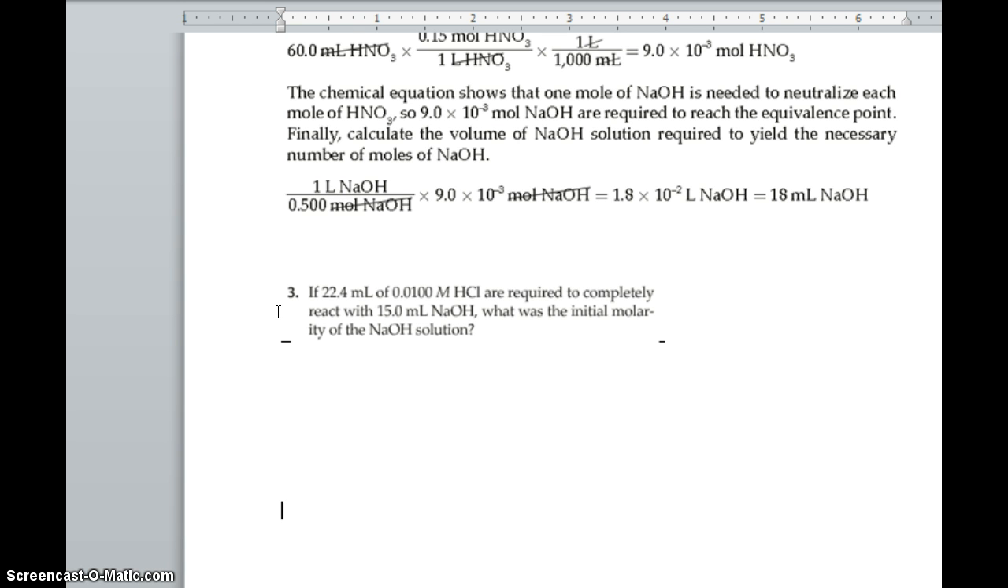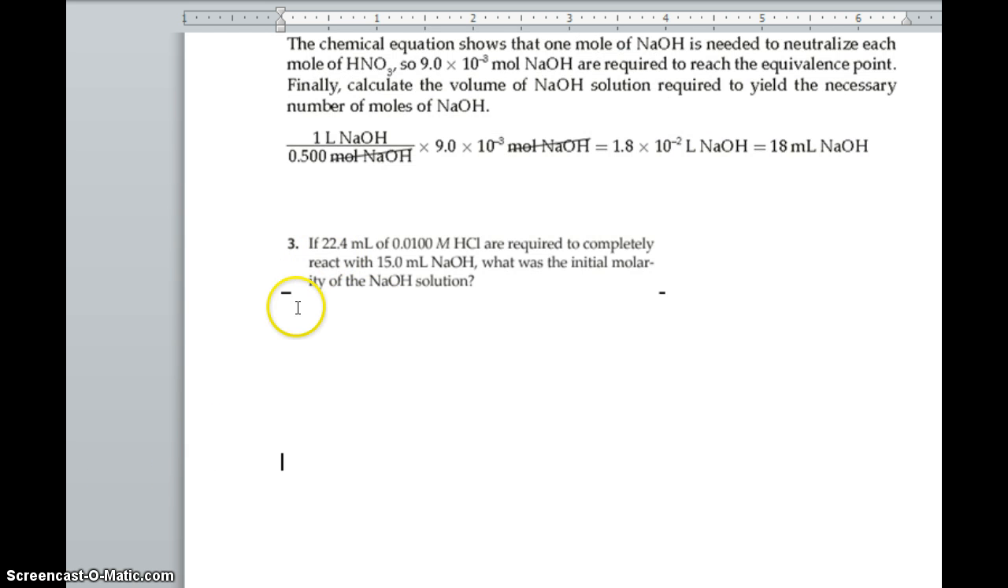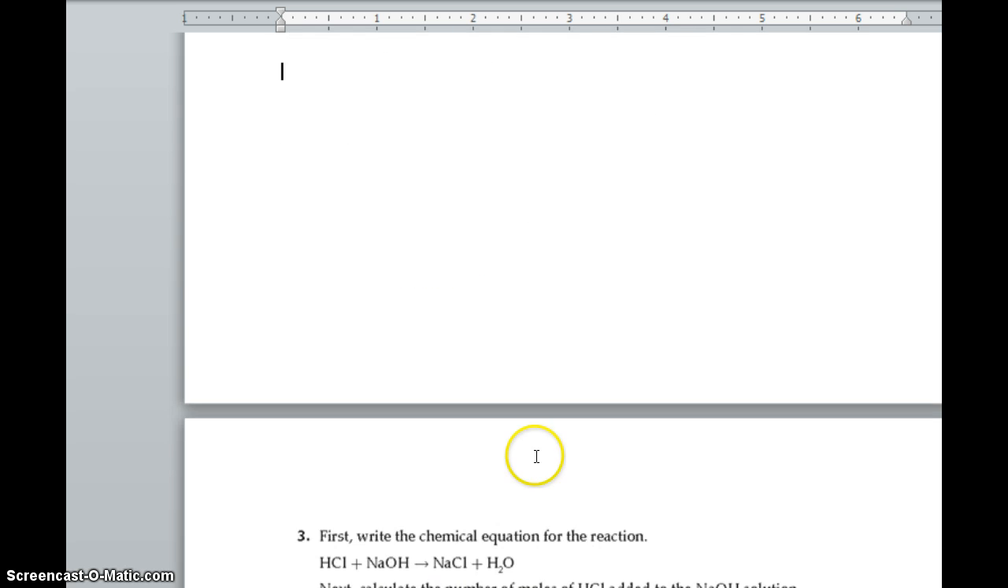So, if 22.4 milliliters of 0.01 molar HCl are required to completely react with 15 milliliters of NaOH, what is the initial molarity of the NaOH solution? Hit pause, go ahead and solve it. And of course, the first thing you want to do is a chemical reaction. If you're having problems with that, when we do a neutralization, what has to be one of the products? Has to be water. So pull out the OH and the H. What am I left with? NaCl. So we have our equation, HCl plus NaOH yields table salt plus water.